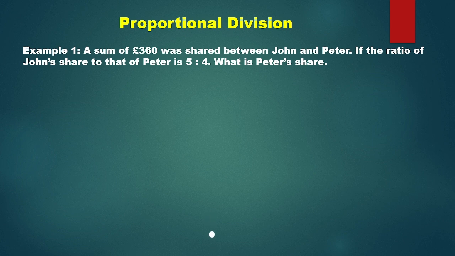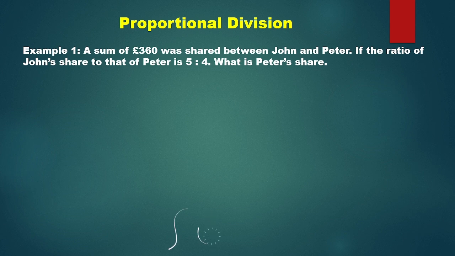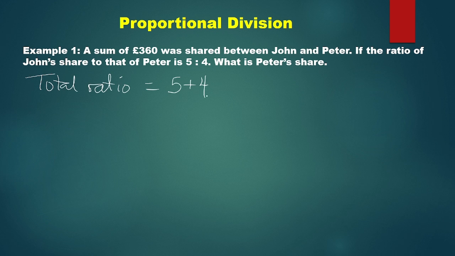Now, we want to share an amount of money in a particular ratio. Note, the name that comes first, John, has the first ratio, 5. The name that comes second, Peter, has the second ratio, 4. So to share in a particular ratio, the first thing you need to do is to find your total ratio. And how do you find your total ratio? You simply add up 5 plus 4, and that gives us 9.